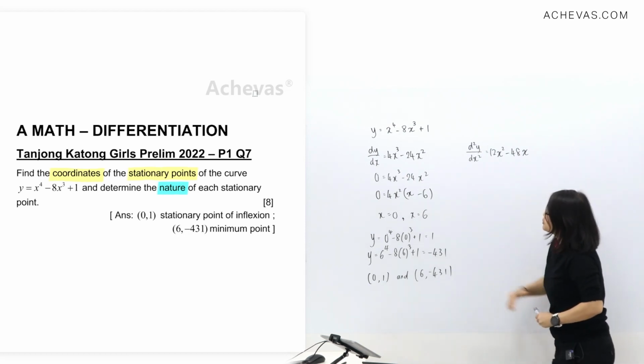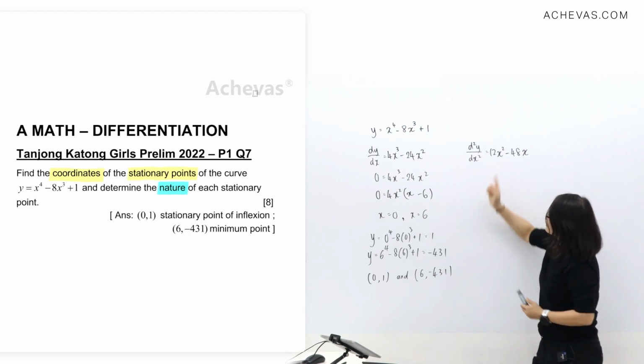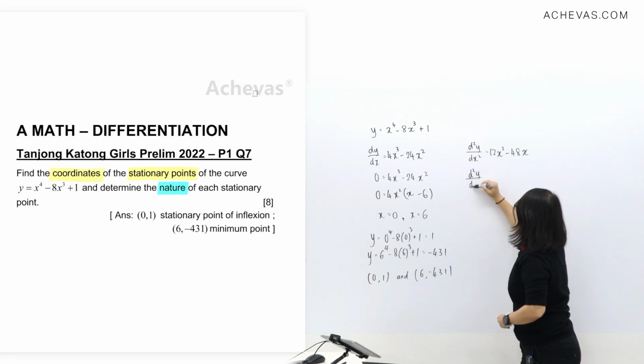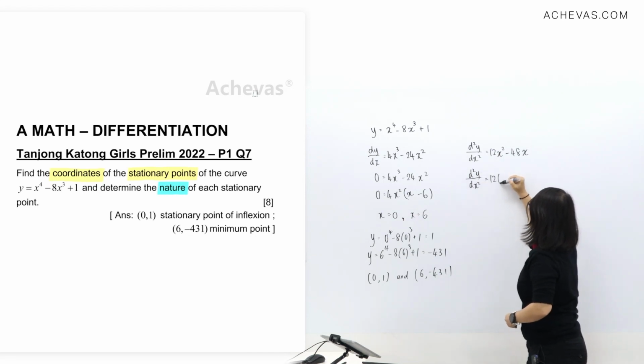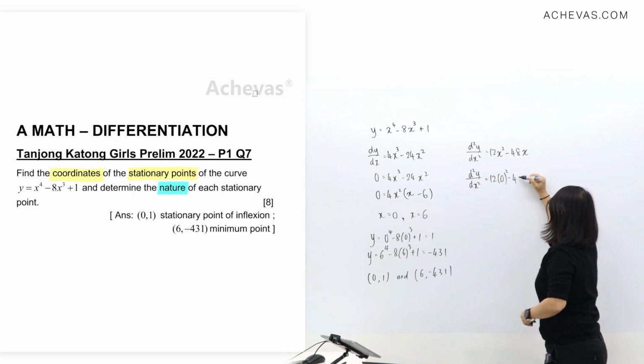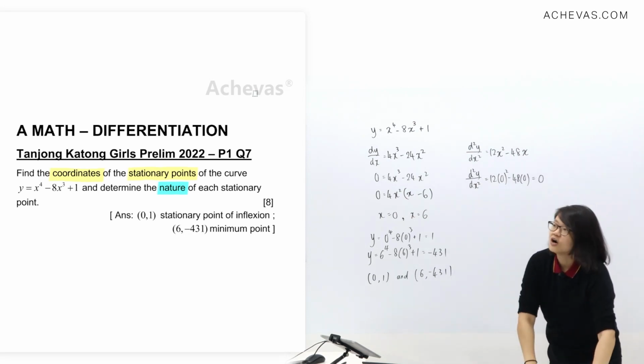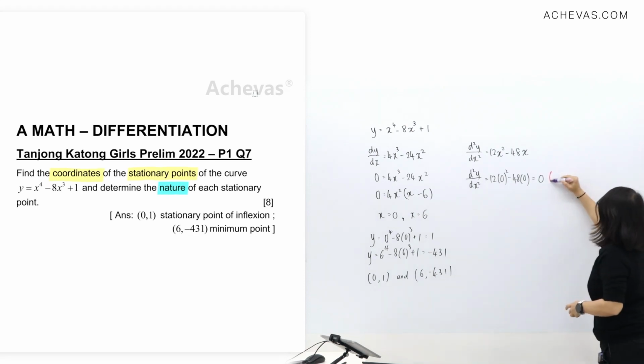So next step is to put the x value in here. First, find the d²y/dx² value by putting x as 0. What happened is that I'll get 0. So to get a 0, it is inconclusive. Be a bit careful about this one here, inconclusive.